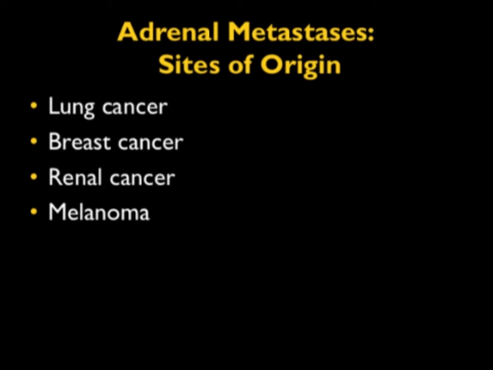When you ask the question, can I look at a MET and determine the primary? Rarely I can. Vascular, I think of renal cell. Bilateral and large, I think of melanoma. You can see the same tumors can have multiple appearances.